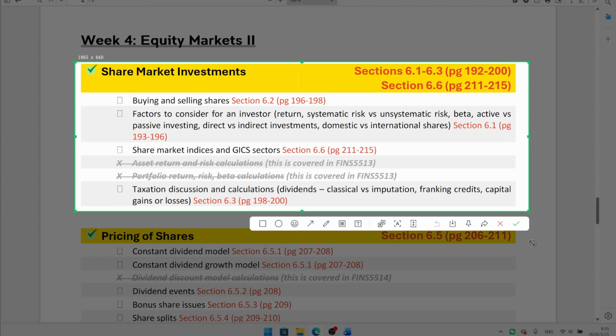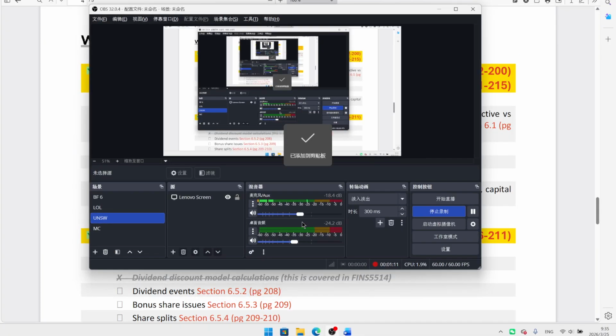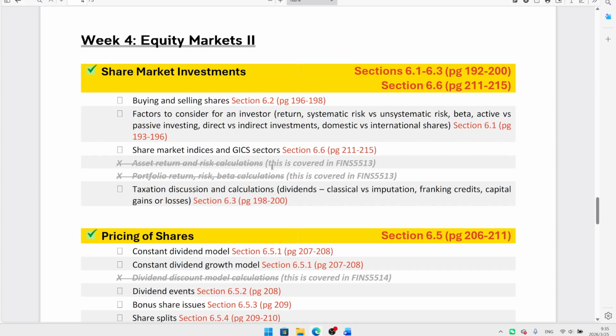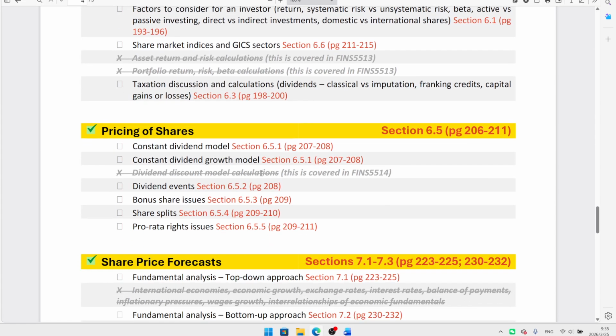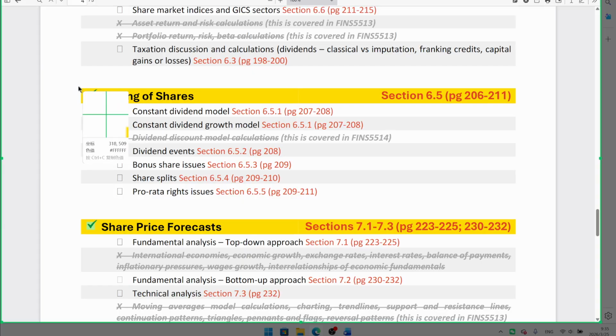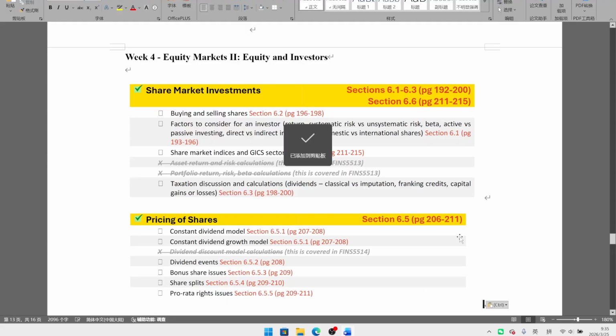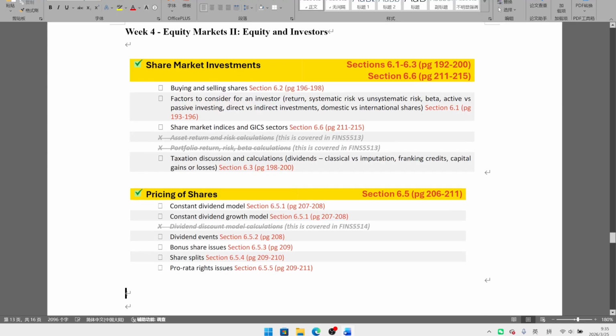Taxation discussion and calculation: dividend, classical, imputation, franking credit, capital gains or loss. The capital taxation discussion is very important. And the next one is pricing of share. In this chapter, we involve lots of calculations.